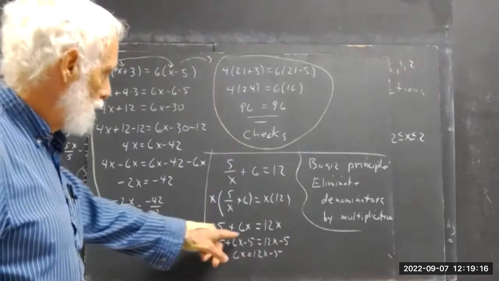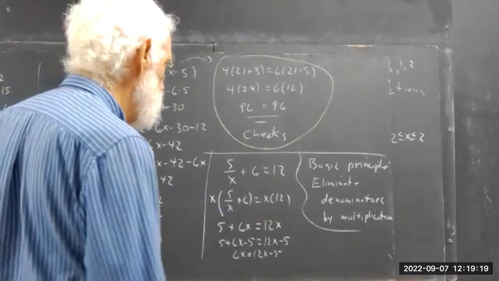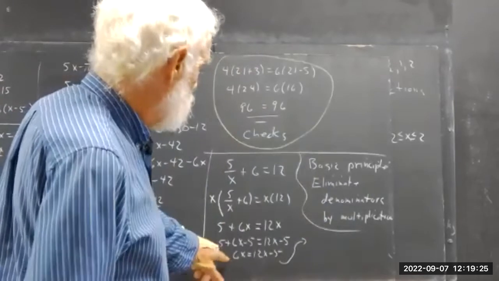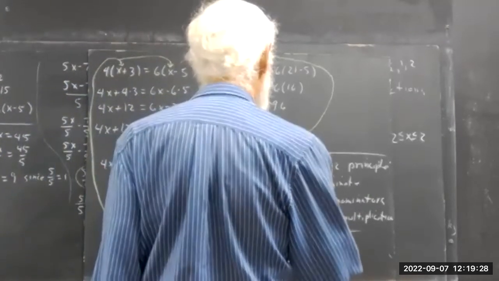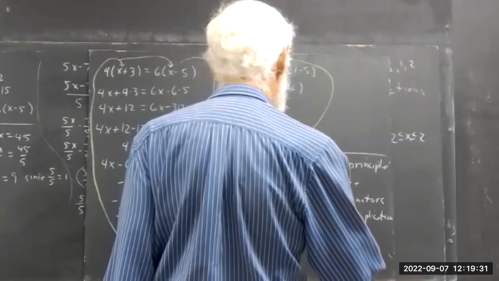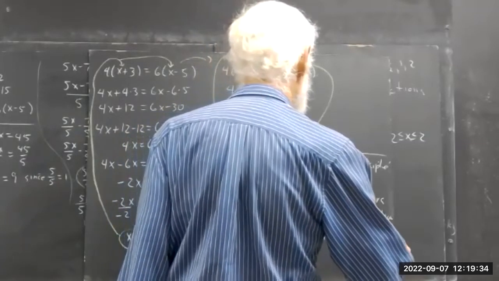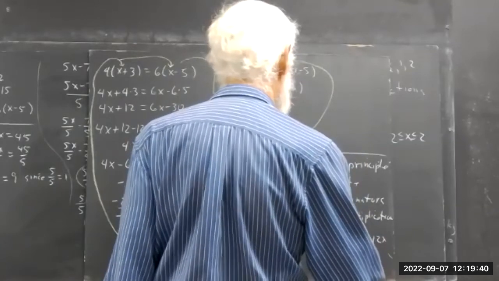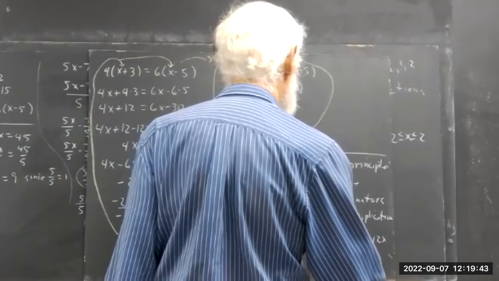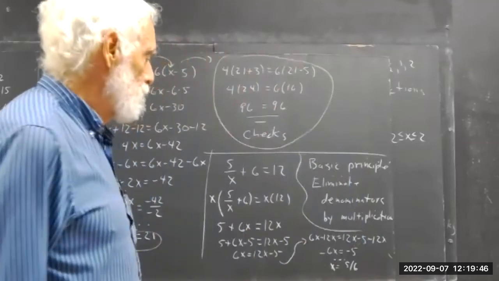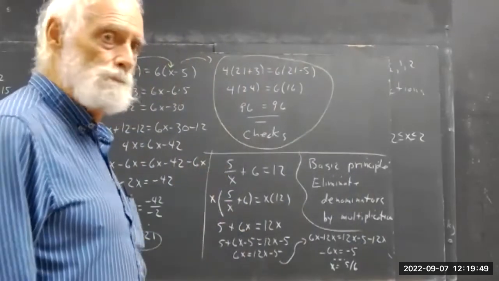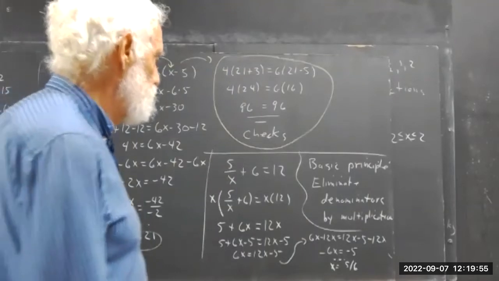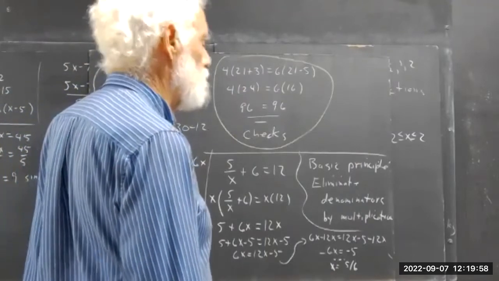Subtract 5 from both sides, we get 6x equals 12x minus 5. Then we subtract 12x from both sides, and we end up with negative 6x equals negative 5. And do a couple of steps. So I'll just skip here.